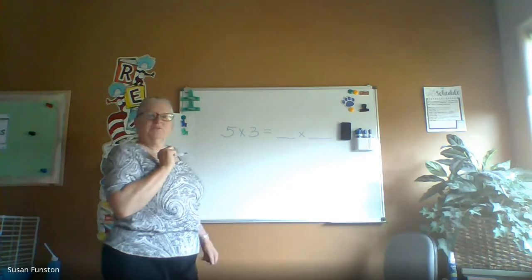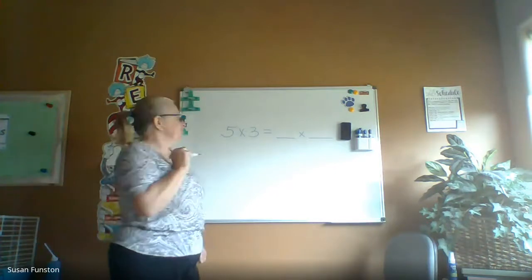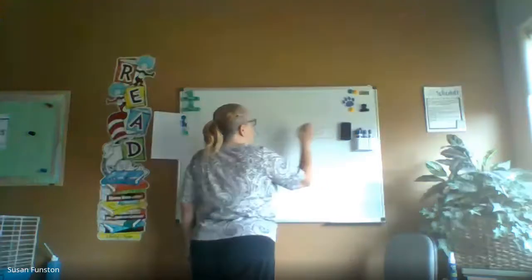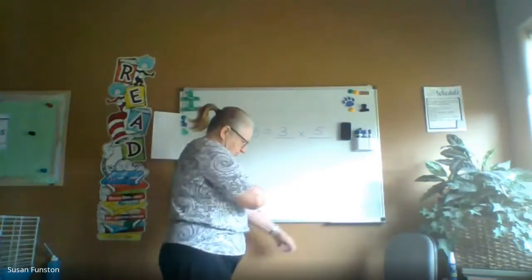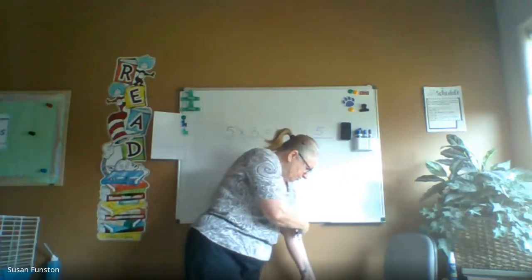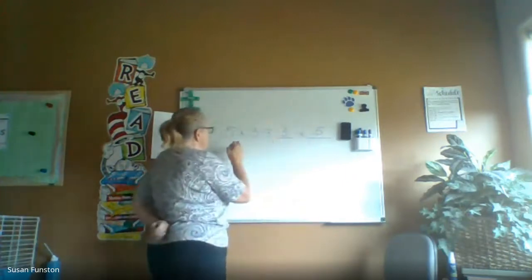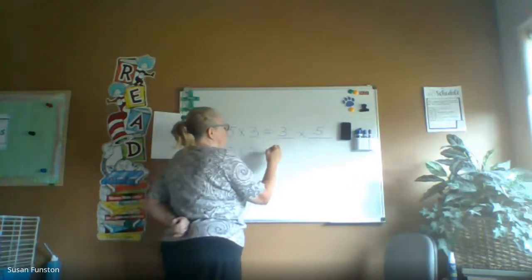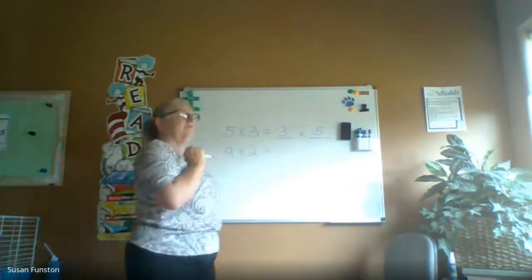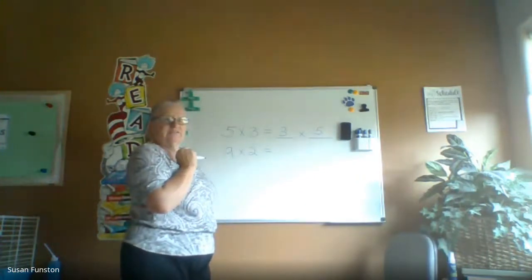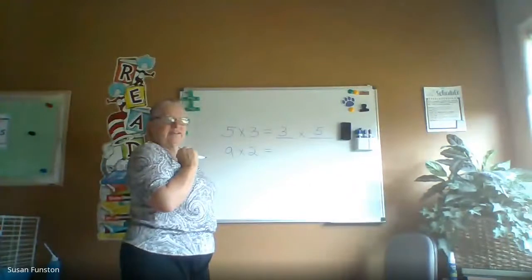All right, let me see your whiteboards. Good job. 3 times 5 equals 5 times 3. Let's do a couple more. Race back, and let's do the next one on your whiteboard. We're going to use 9 times 2 equals, and what are we going to have on the other side after we flip it around? Okay, write that on your whiteboards.